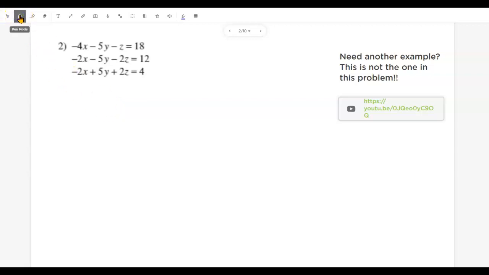Okay, I'm going to start out this problem like I did the problem on the previous slide. We're going to look for variable terms that we can cancel out. So here what I see is this negative 5y and this 5y that are opposites, but I also see this negative 2z and 2z that are opposites. So I'm going to make it my goal to cancel those out through elimination.